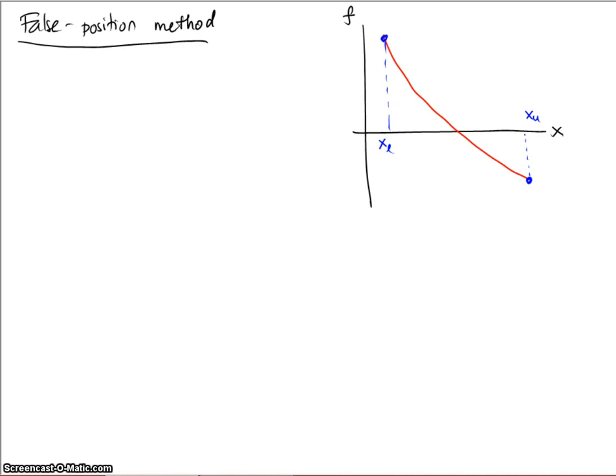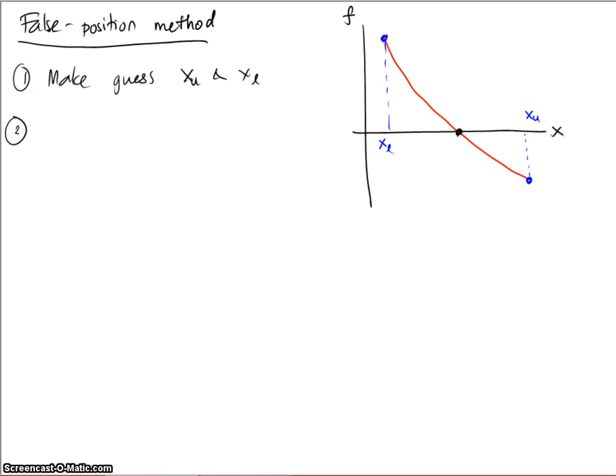Being a bracket method, the first step of the false position method is again to make an initial guess of what XU and XL are. And just as in the bisection method, the XL and XU that you choose here must be such that the root, or the position of the root, is located in the middle of XL and XU. So that is the first step.